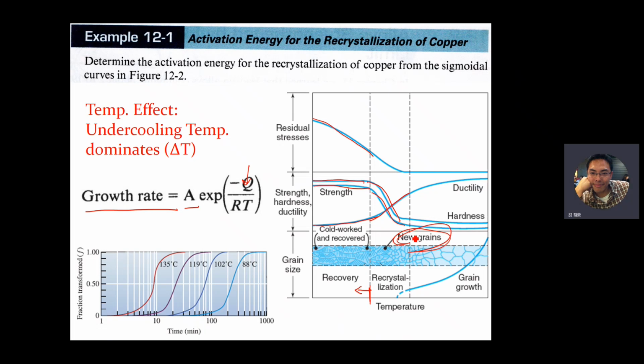And if we keep raising the temperature, the grain will start to grow. At this stage, the mechanical properties, like hardness, strength and ductility, will reach stable values, and those residual stresses are diminished and disappear.